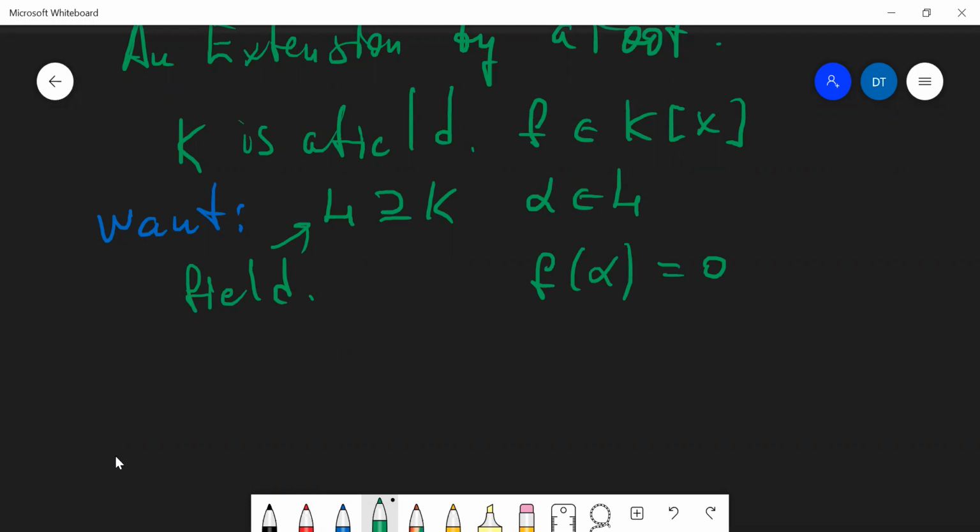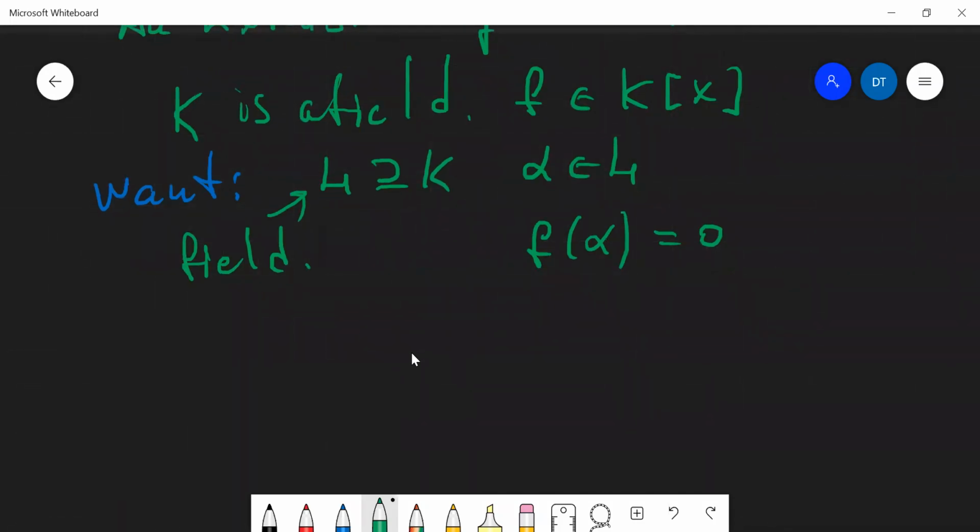So I want to find a larger field with an element being a root of a given polynomial f. If K already contains a root, there is nothing to do. But suppose f doesn't have a root in the field K. How do we produce a larger field containing a root? This is the question I want to address now. As we know, the polynomial f can be expressed as a product of irreducible polynomials.